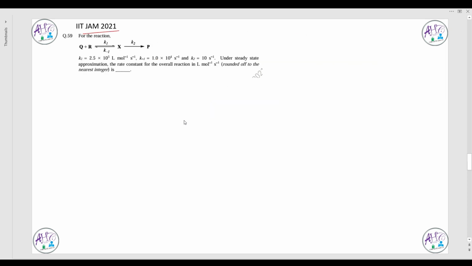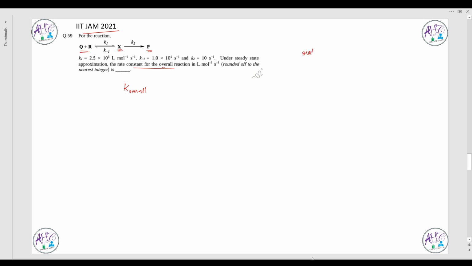Next question. This is from IIT JAM 2021. Here they have given a reaction. So Q plus R is converted, forming an intermediate X and forming a product P. Here they have asked, under steady state approximation, the overall rate constant. So they have asked for the overall rate constant.